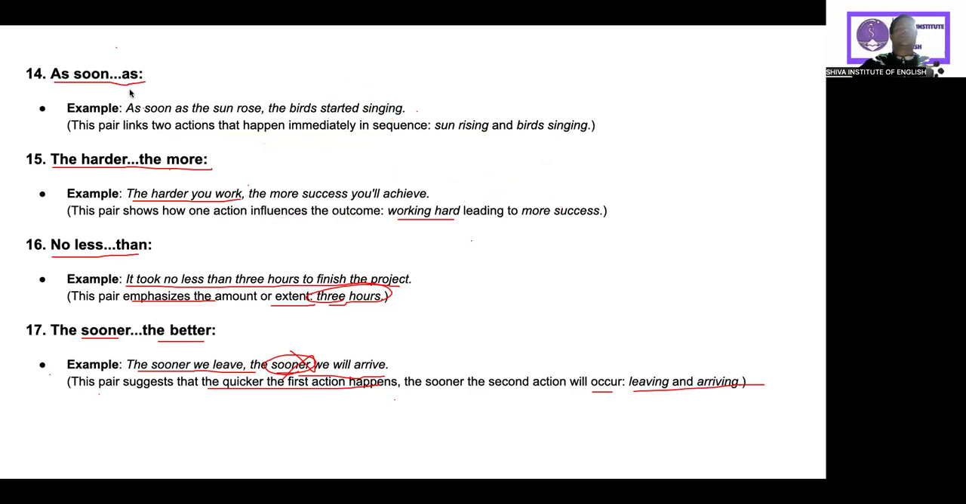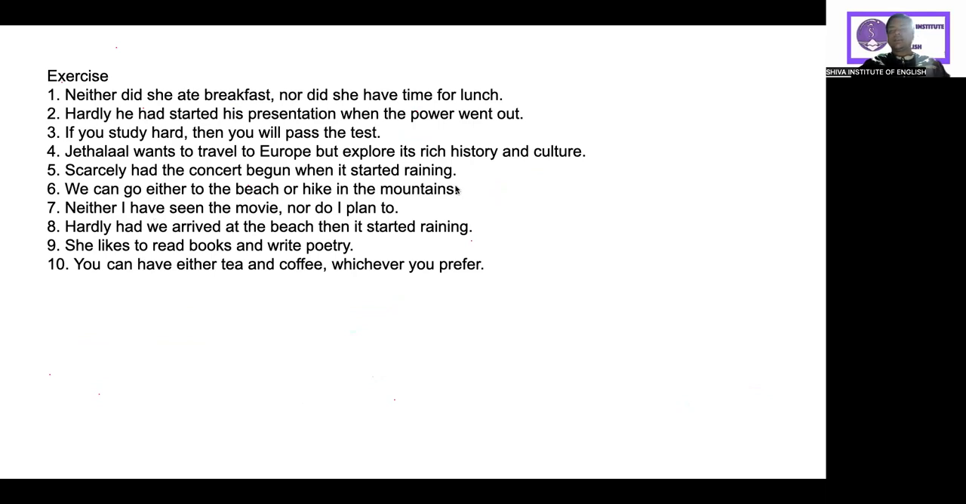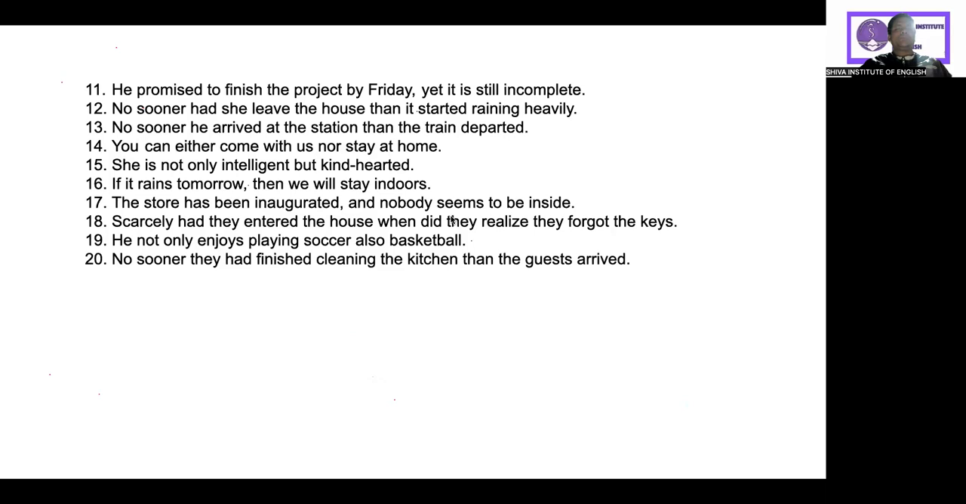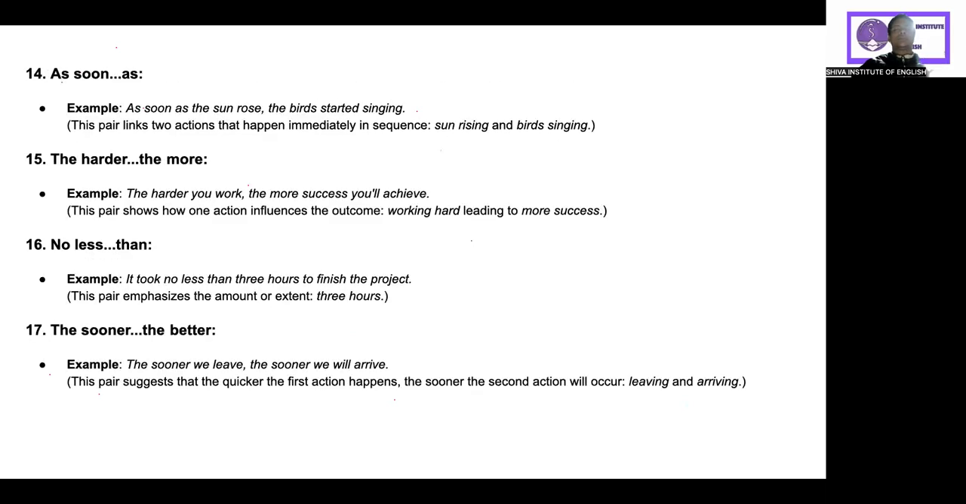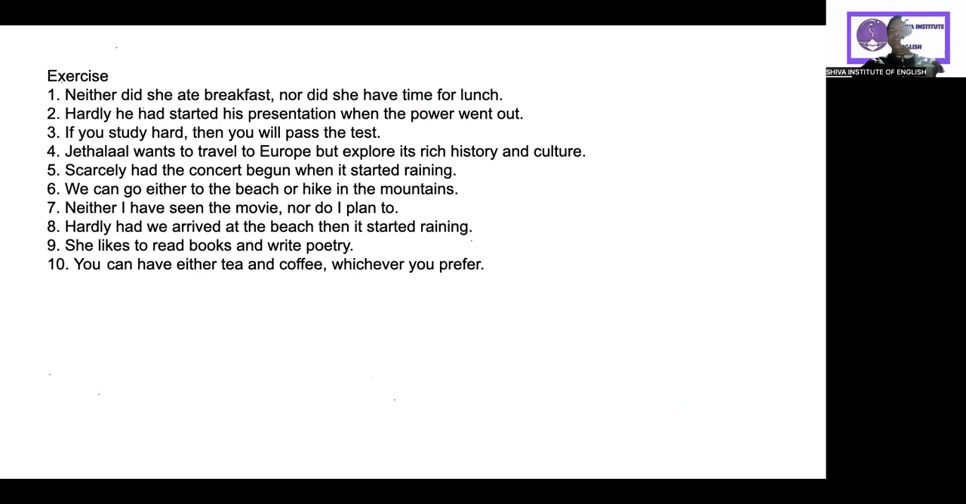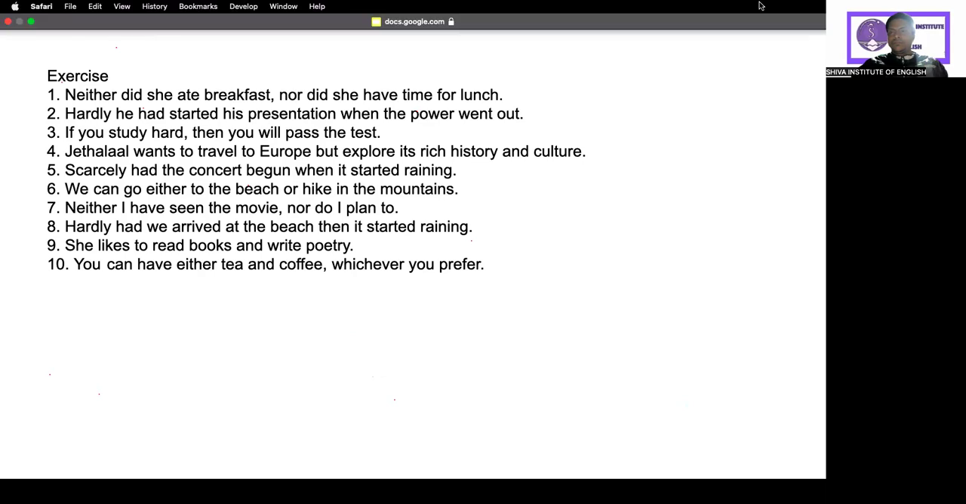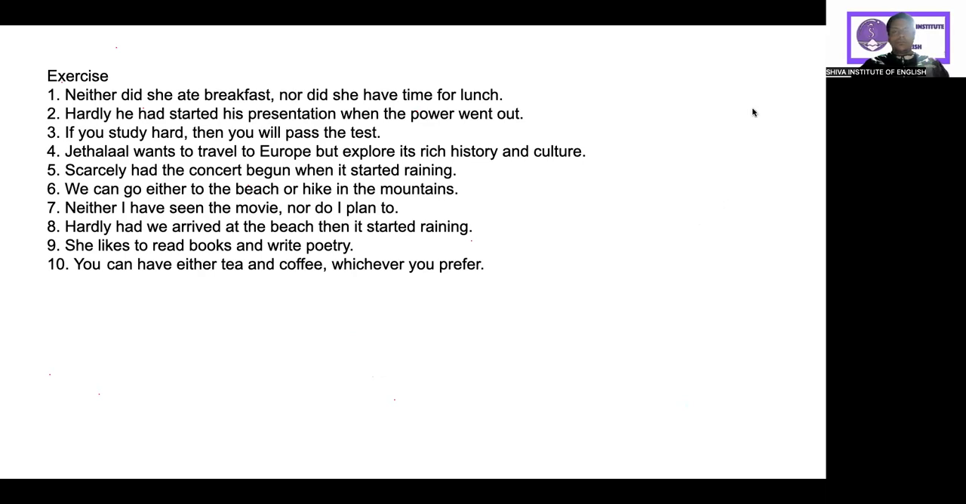Let's see if there are some more. Yes, exercise. We have some exercise questions given here. If possible, you can take a screenshot of it and do them. Give me a minute. Or shall I send it to you?